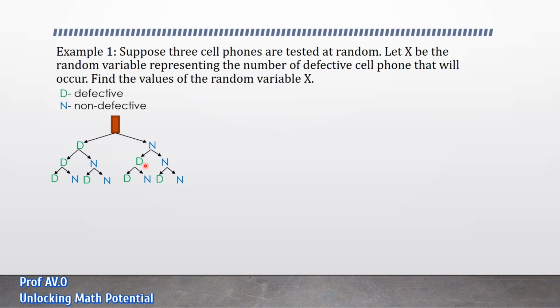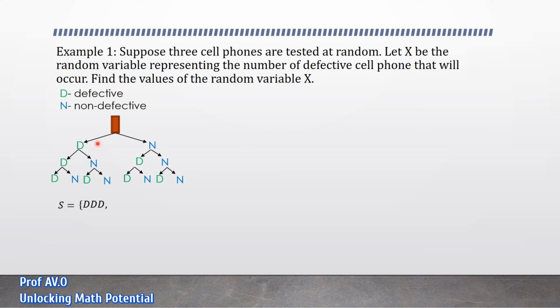So from this experiment, we can get a value or values. These values are also called the sample space. So we will get our sample space, or the possible outcomes, from the experiment. For our first outcome, we will just follow the arrows. First outcome we have D, D, D.